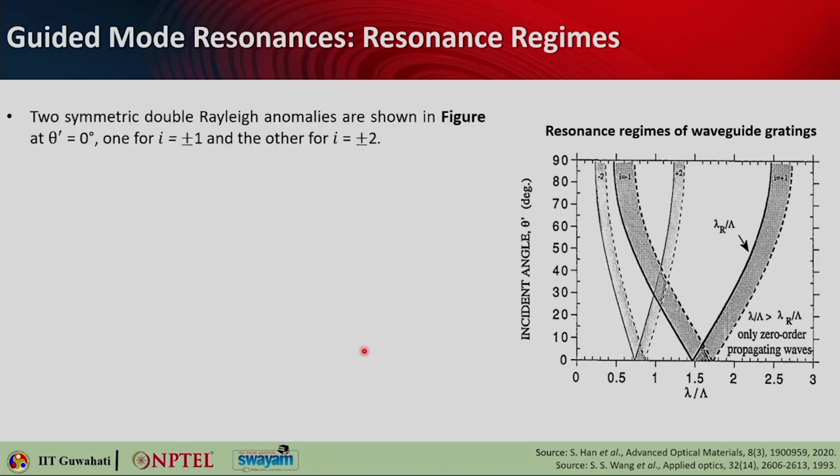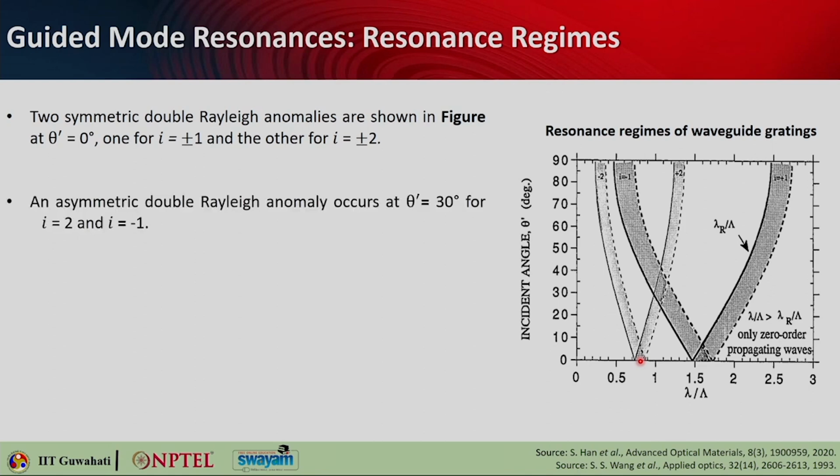The two symmetric double Rayleigh anomalies can be seen here when the incident angle is 0 degrees. You can see that for i equals plus or minus 1 there is a degeneracy, and the other one is for i equals plus or minus 2. So, these are basically symmetric double Rayleigh anomalies. There is also one asymmetric double Rayleigh anomaly that happens at theta equals 30 degrees when i equals plus 2 and i equals minus 1.